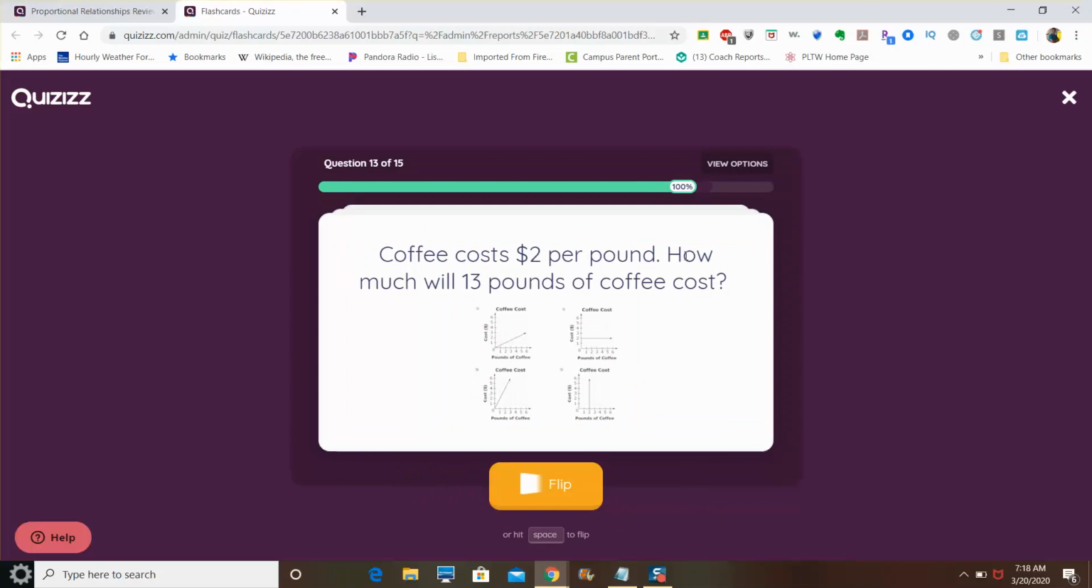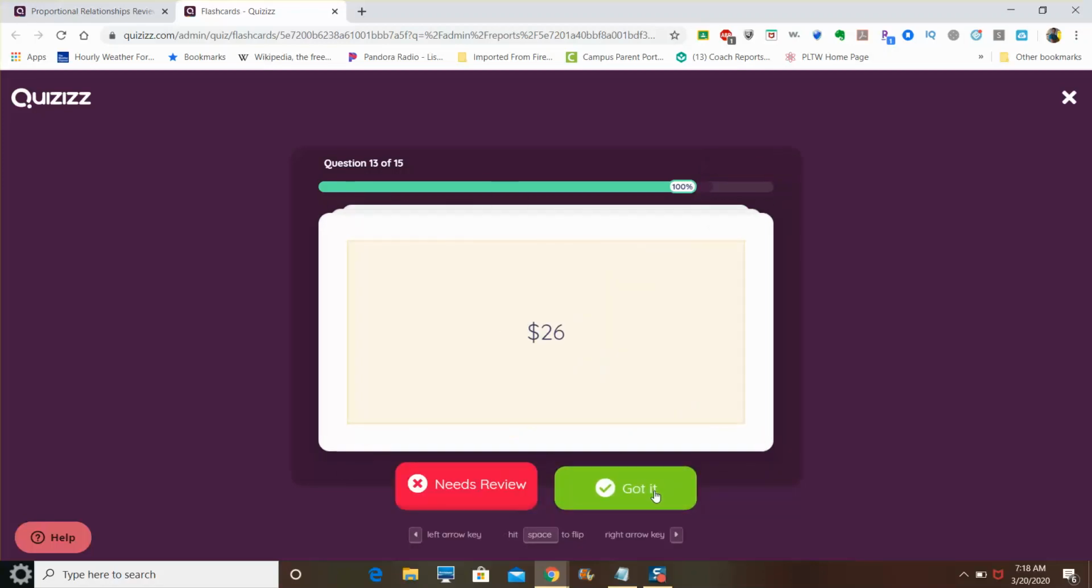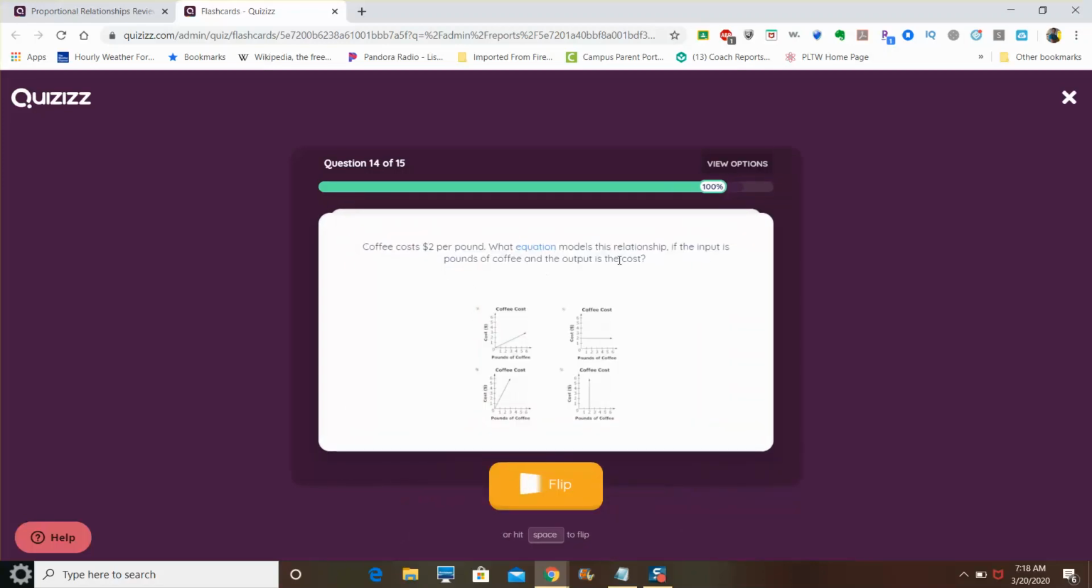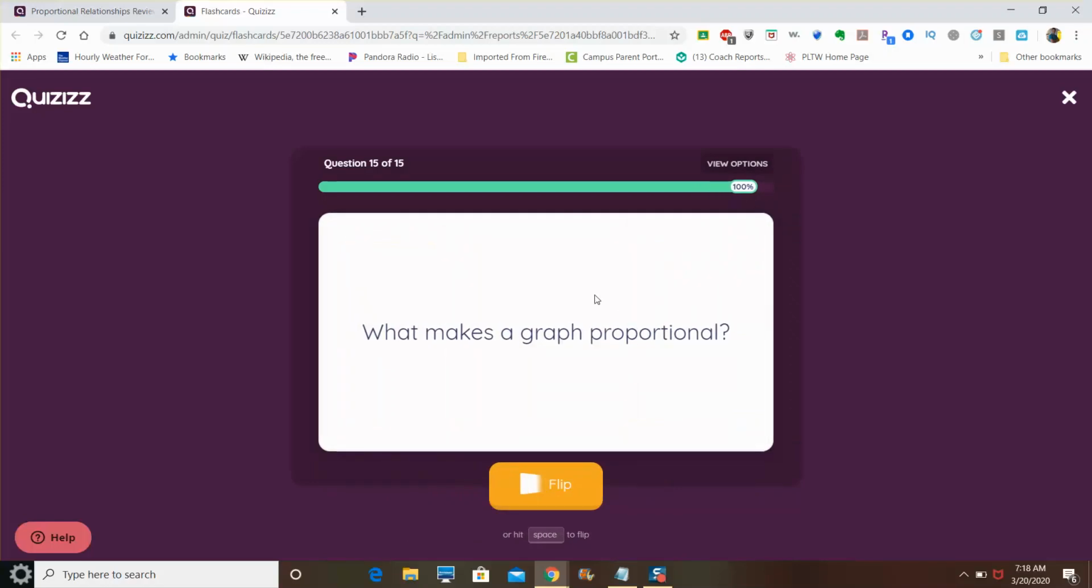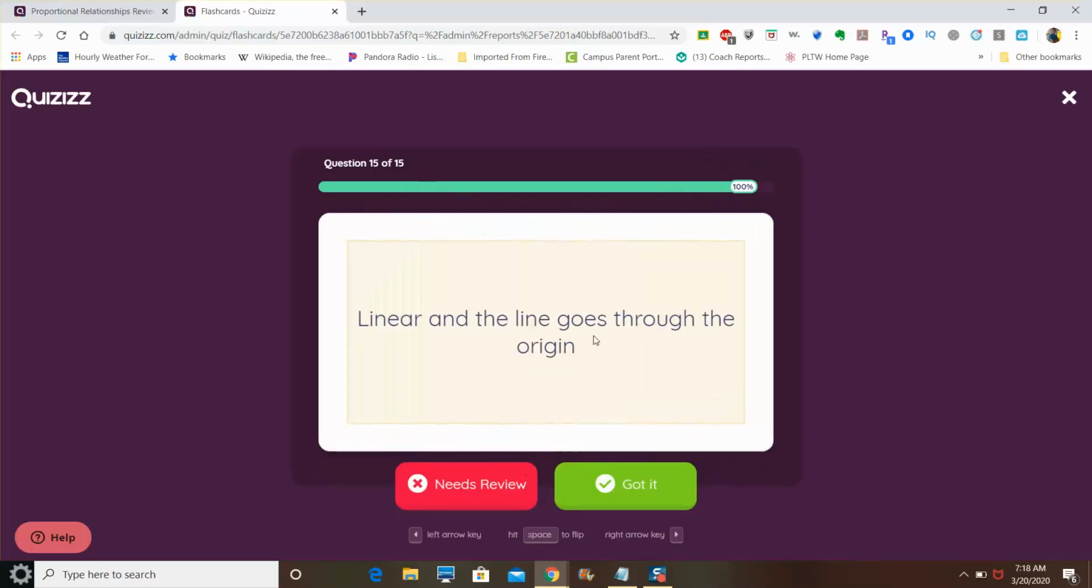Coffee costs $2 per pound. How much will 13 pounds of coffee cost? If it's $2 per pound and you have 13 pounds, that's $26. 13 times 2. Next question. If you have an equation that models this relationship, if the input is pounds of coffee and output is the cost, that's y equals 2x. Y equals 2x would be the correct equation for that. And then the last item here, what makes a graph proportional? What makes a graph proportional is that it crosses through the origin and is a straight line. So in this case, there's your answer choice for that.